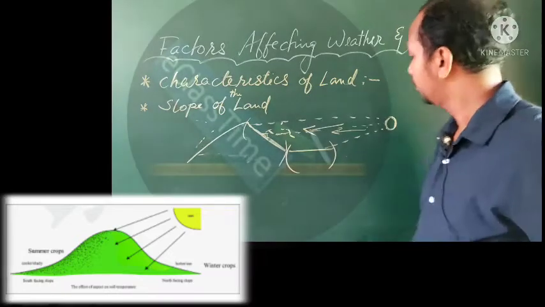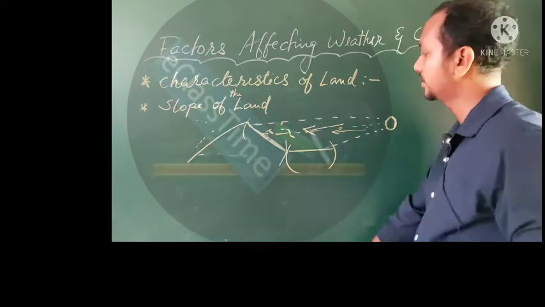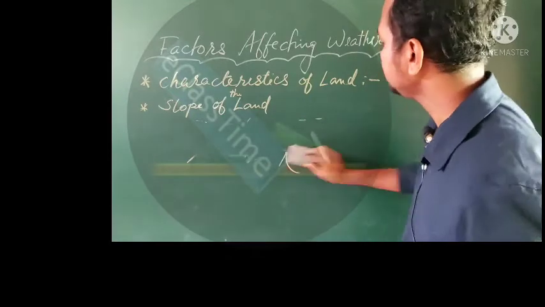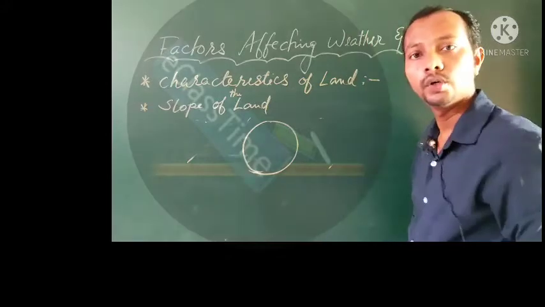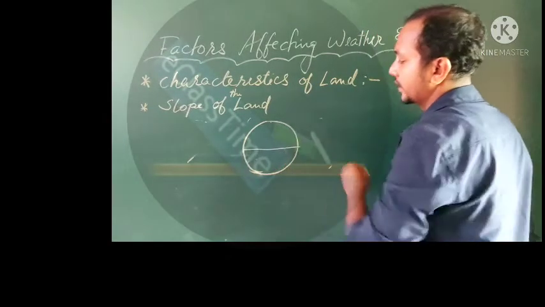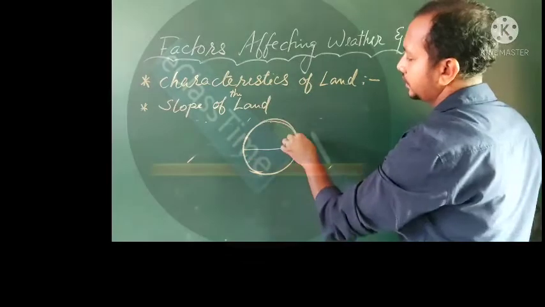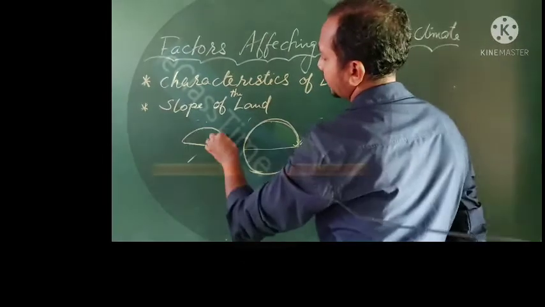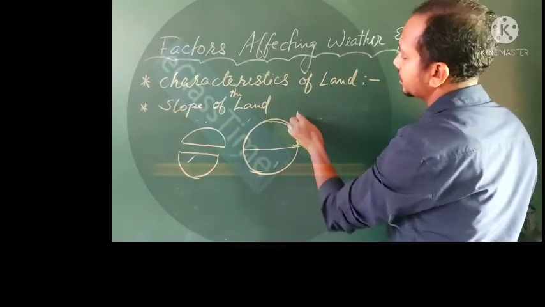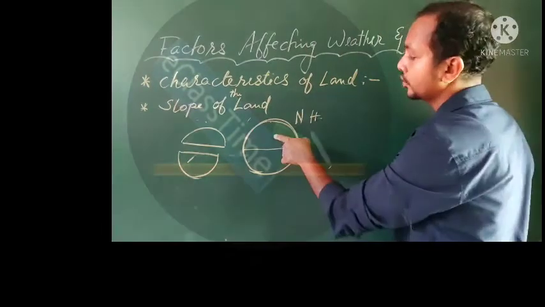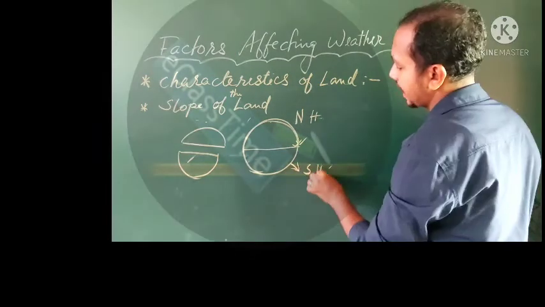Okay dear friends. Now in our whole globe, which are the areas where we see slopes that way? If we take the globe, dear friends, this is the globe, and in between we have the equator line. Above the equator line is one half, known as the northern hemisphere, and down is the other half, known as the southern hemisphere.